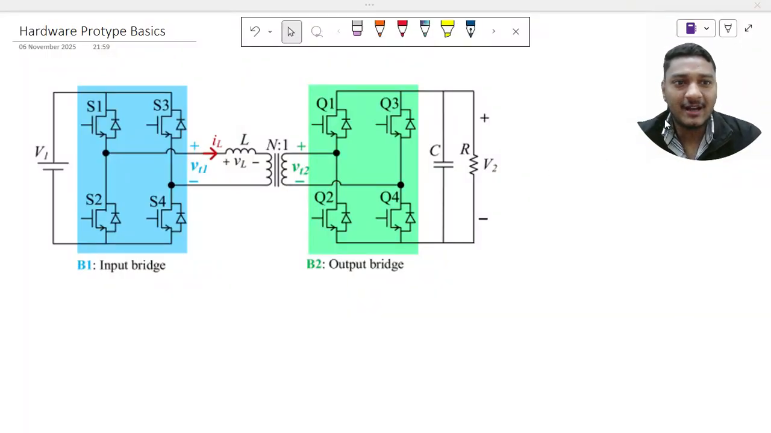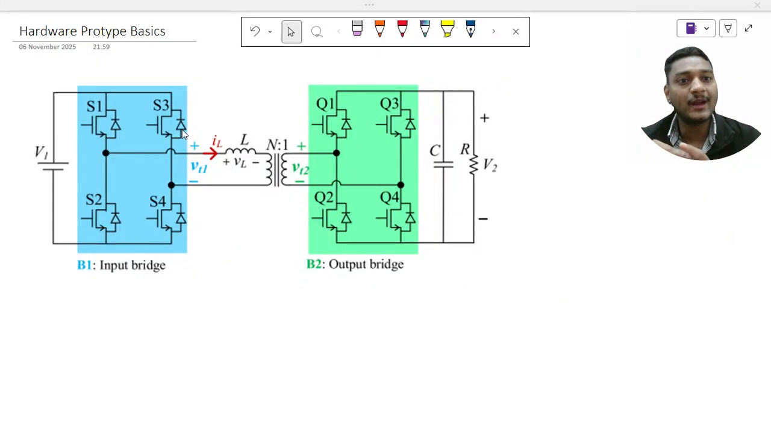So here we are. Now we are just quickly discussing this part of the hardware prototyping basics. Let us say you wanted to make a 100-watt prototype. So what things do you need to do first? You know about MATLAB, so you will initially draw a MATLAB model.